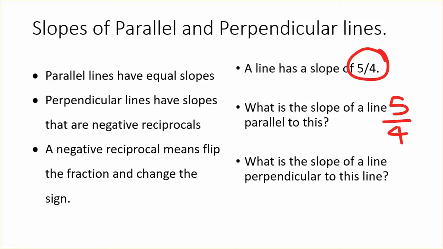What is the slope of a line perpendicular to this line? Well, perpendicular lines have slopes that are negative reciprocals. So again, a negative reciprocal, first off, means I'm going to flip the fraction. So before it was 5/4. Now it's going to become 4/5. And negative means to change the sign. So negative 4/5. Now, if we start with one that's negative, the negative reciprocal would be positive. So one will always be positive, and the other negative, for perpendicular lines.